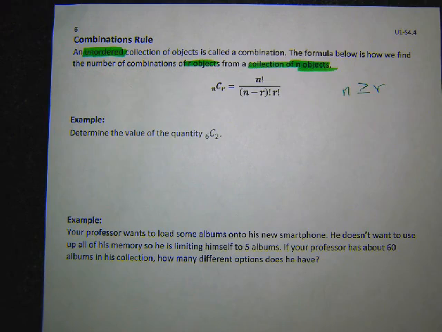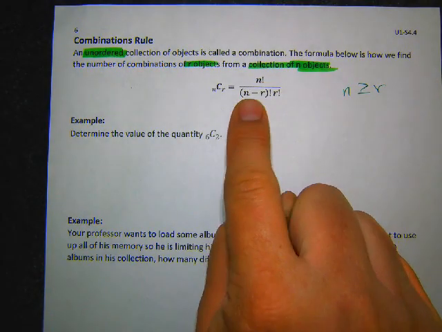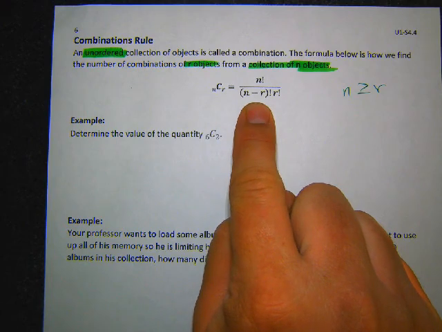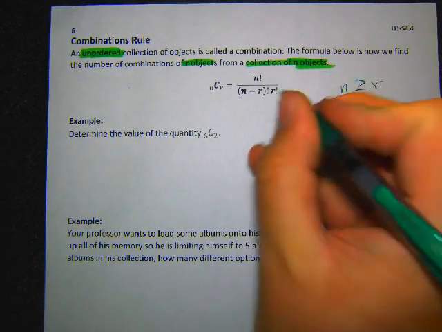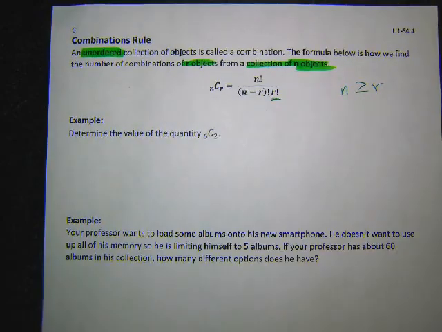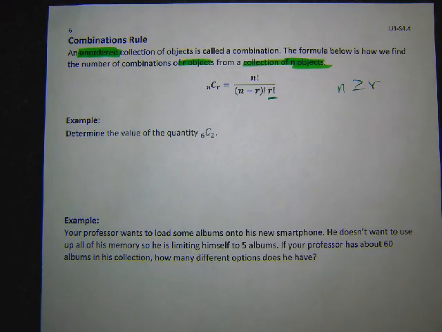So in this case, you'll see we have a very similar formula. It still has the n factorial on the top. It still has the n minus r factorial on the bottom. The only difference is that it has this extra r factorial on the bottom. What that does is, by putting an extra number on the bottom, you're dividing by more and you're making the value smaller. What you're dividing by is the number of ways you can arrange the objects you pick.